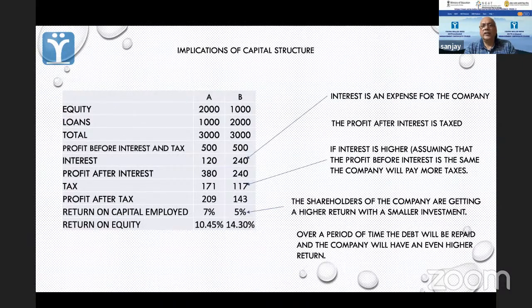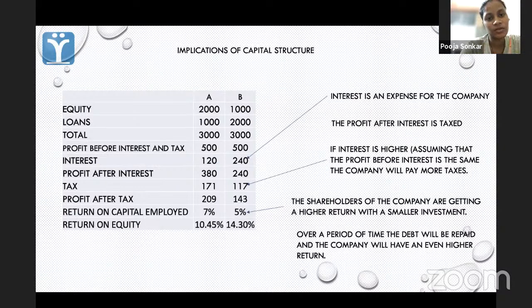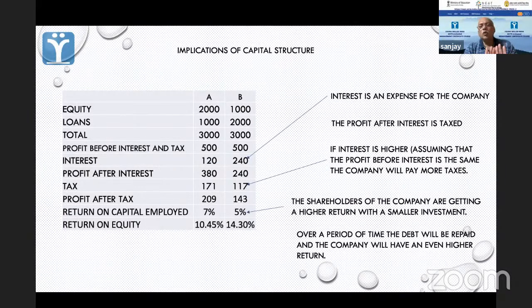Sir, it means if we borrow less money from bank, then we have to pay less interest. Yes, that is, you will pay less interest, but you will pay more taxes. Okay. Consider this also, Pooja. You will pay less interest, but you will pay more taxes.